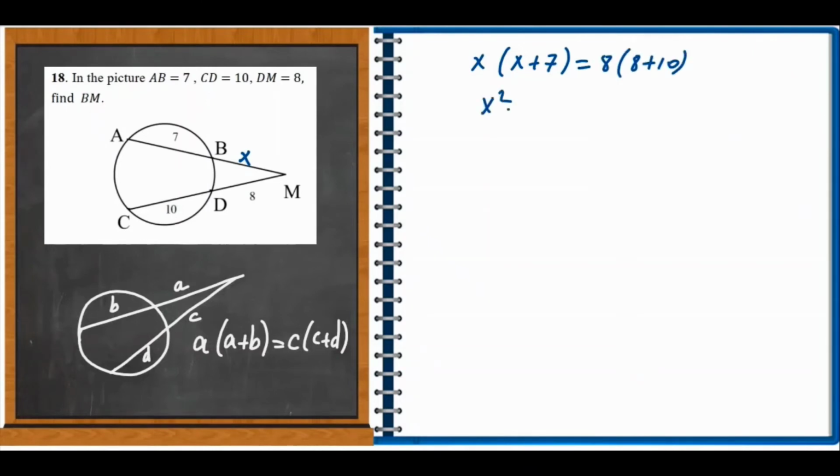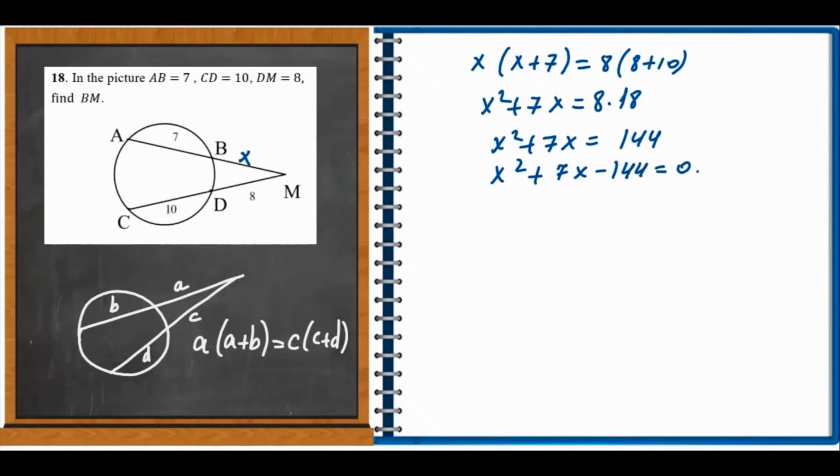Now, x squared plus 7x is equal to 8 times 18, and x squared plus 7x is going to be 144. Let's move all the numbers to the left hand side. It will be x squared plus 7x minus 144 is equal to 0. Now, with the help of Vieta's rule, we can find the roots. So x1 plus x2 is going to be negative b, and x1 multiplied by x2 is going to be just c. That's negative 144.